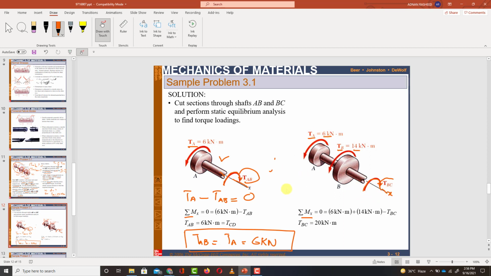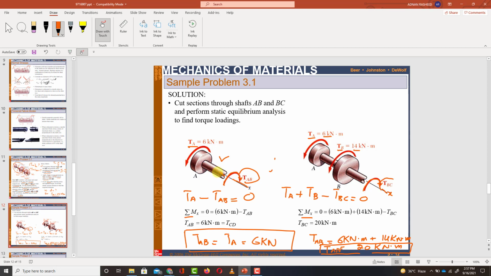You can see TA is positive because it is counterclockwise. Similarly, TB is also positive, minus TBC, which is clockwise, and their sum must be equal to 0. It means that TBC is equal to TA plus TB. TA is 6 kilonewton meter, while TB is 14 kilonewton meter, and their sum is equal to 20 kilonewton meter. Clear? So now you have found the torque in shaft BC.